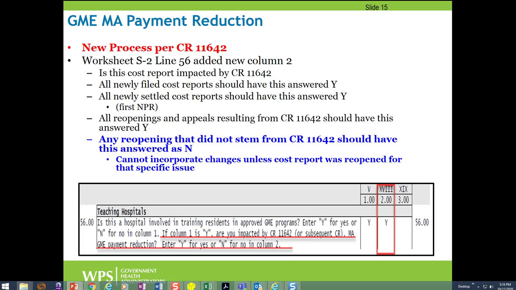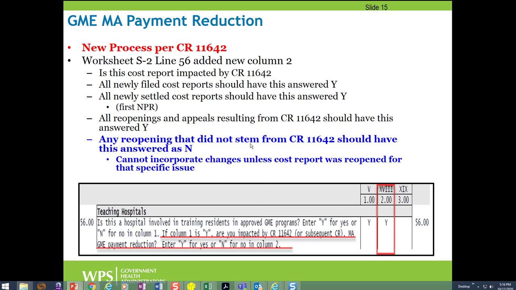A new column of line 56 on worksheet S-2 was added, basically asking, is this cost report impacted by this CR 11642? Again, if it's a brand new cost report that hasn't been settled yet, then you would want to answer this as yes. So any newly submitted cost report, you'll want to answer this as yes. The auditors at desk review will be switching this to yes, because that determines whether that GME reduction factor changes or not. So the other thing is, of course, the reopening, that if they're being done for this change request, that will be answered as yes there.